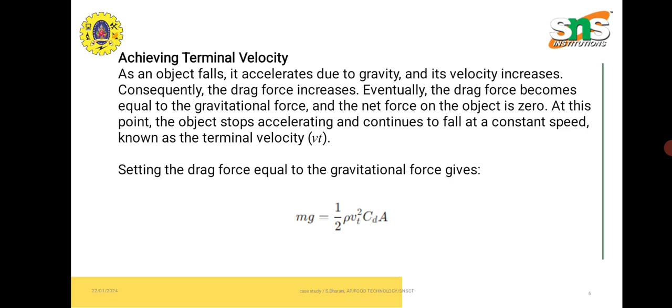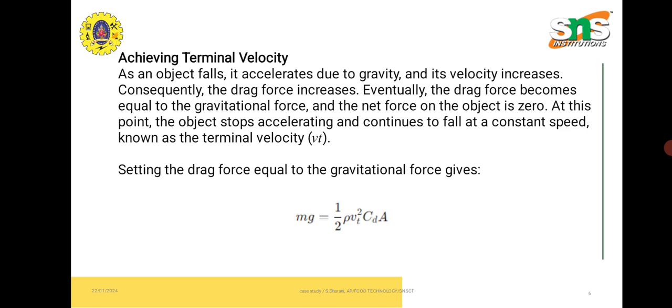Achieving terminal velocity. As an object falls, it accelerates due to gravity and its velocity increases. Consequently, drag force increases. Eventually, the drag force becomes equal to the gravitational force and the net force on the object is 0. At this point, the object stops accelerating and continues to fall at a constant speed, known as terminal velocity.